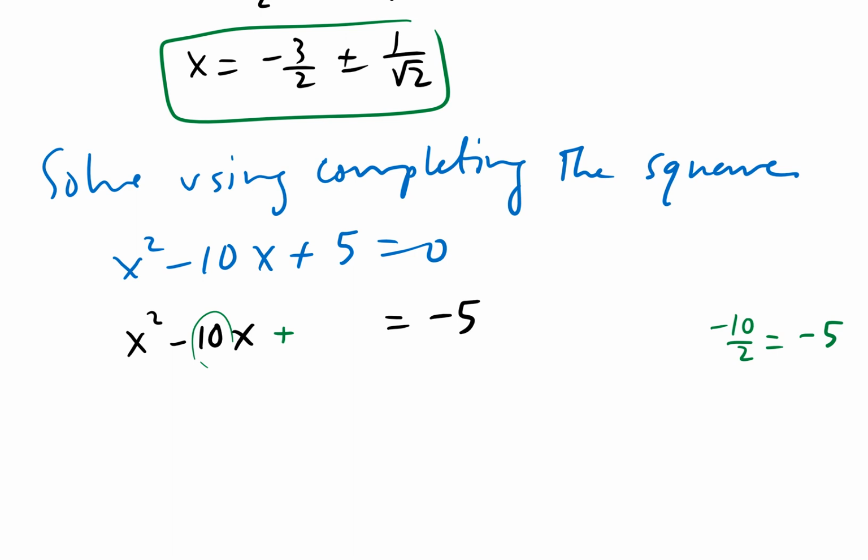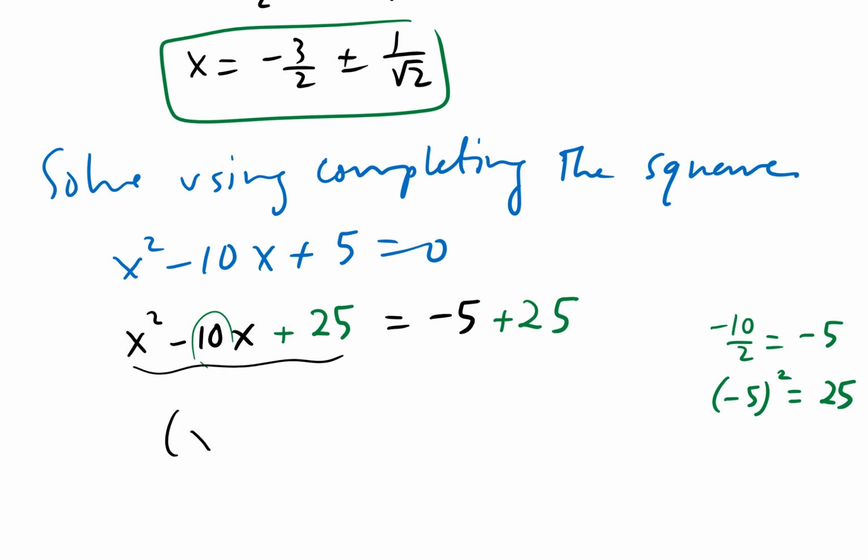So what do we do with this? We square it first. That gives us 25. So we add 25 to both sides. Now we complete the square on the left side of this. This is x minus 5 squared equals 20.